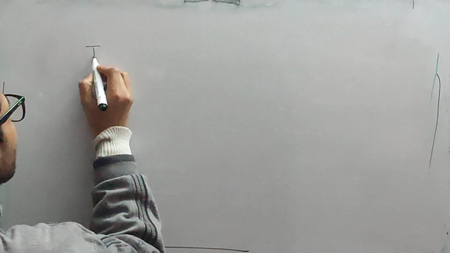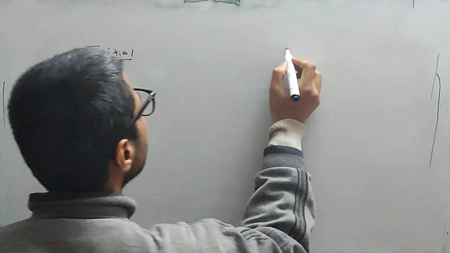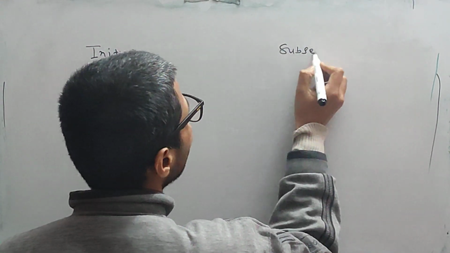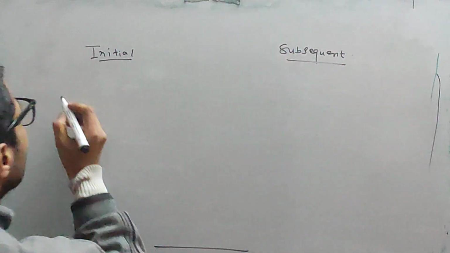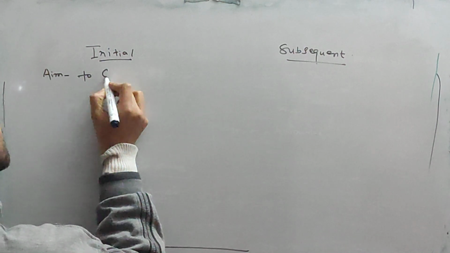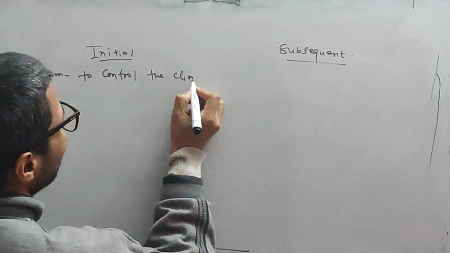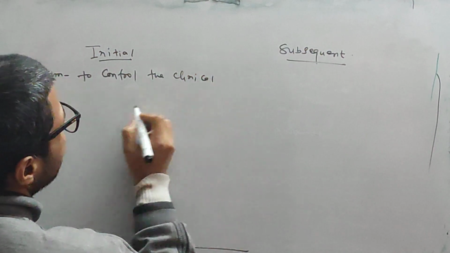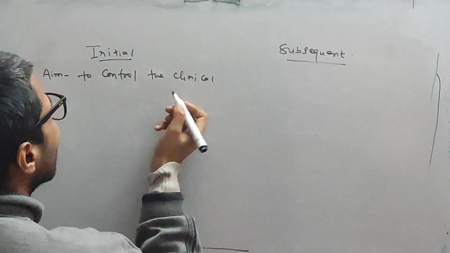Now let's talk about the phases of treatment. So there are 2 phases. One is called initial phase, and another is subsequent phase. So what is the aim of initial phase? Aim of initial phase is to control the current clinical flare and lab flare, like immunological flare, hematological flare, renal flare, like those things.